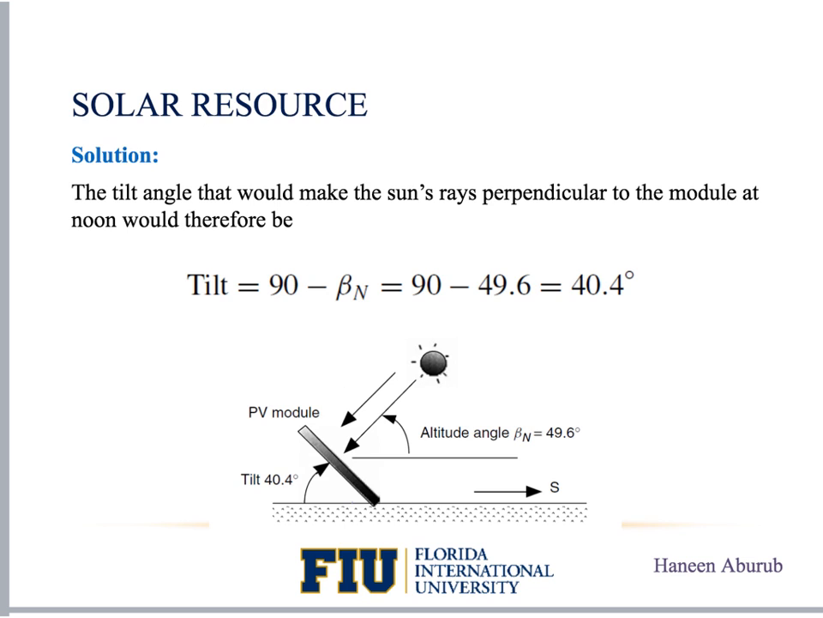Now the altitude that we calculated is not the tilt angle. The tilt angle is going to be 90 minus the altitude, which is shown in this figure. Here, this part is the tilt angle of our photovoltaic module. Okay, so 90 minus 49.6 will give us 40.4 degrees as the optimum tilt angle for the solar PV module in this place.